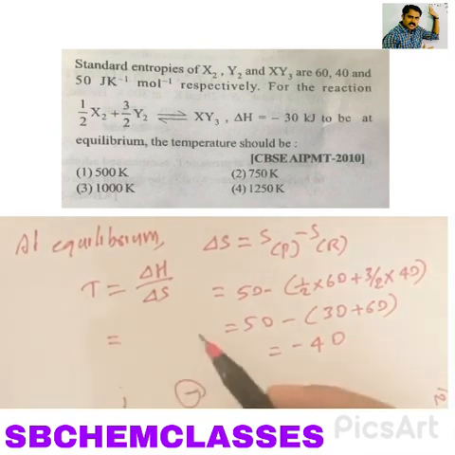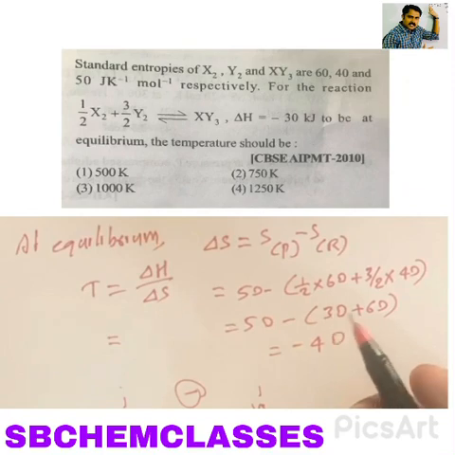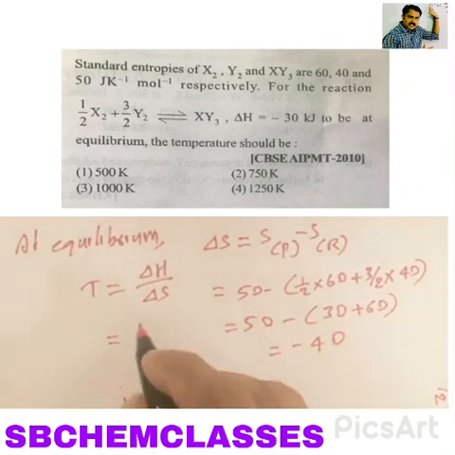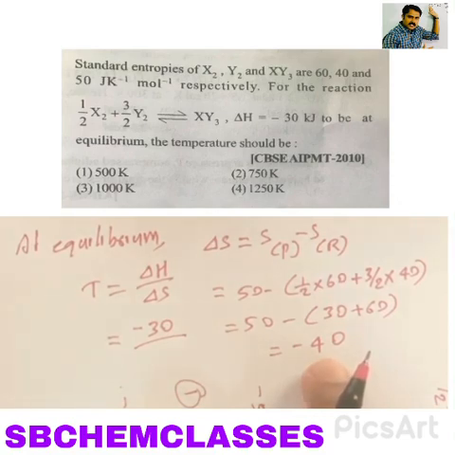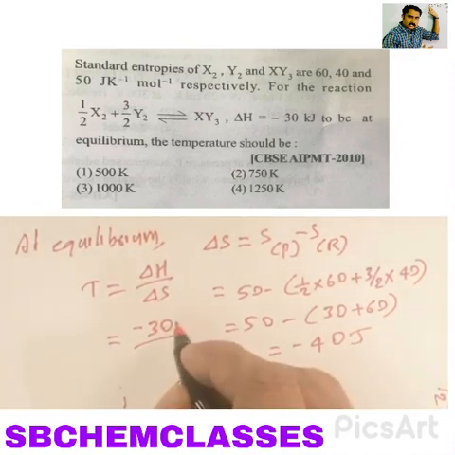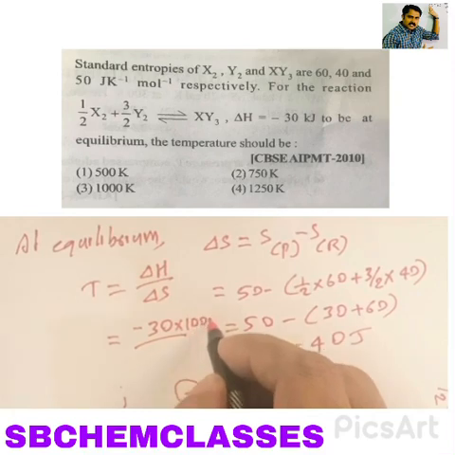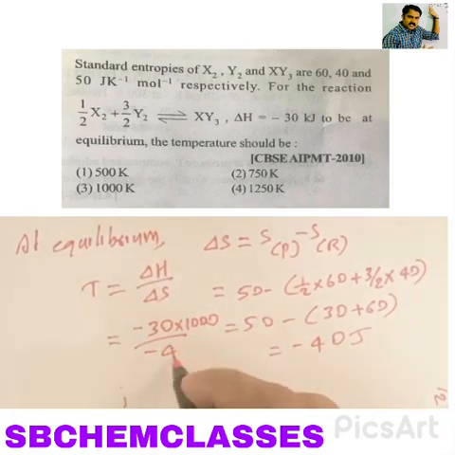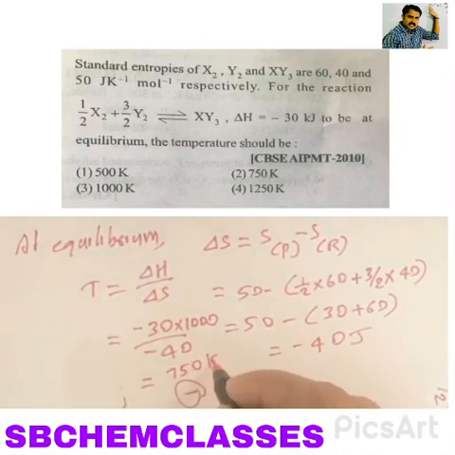So the temperature can be calculated as minus 30 by minus 40, but this 40 is in joule and delta H is in kilojoule. So this is 30 into 1000 by minus 40. The answer will be 750 Kelvin.